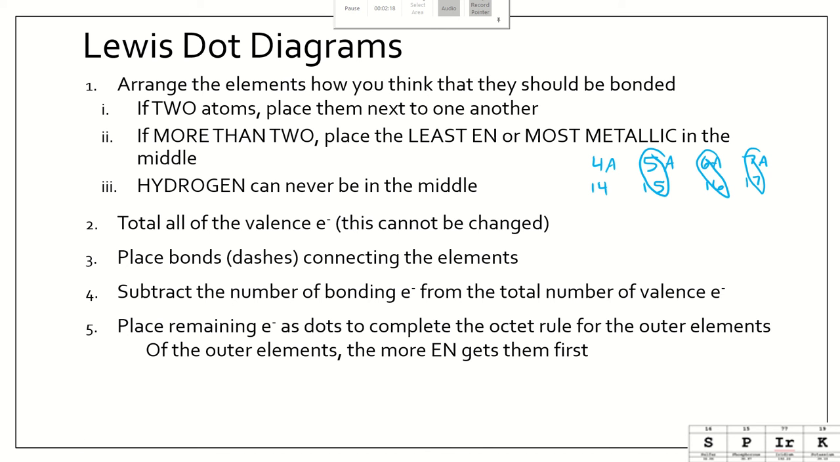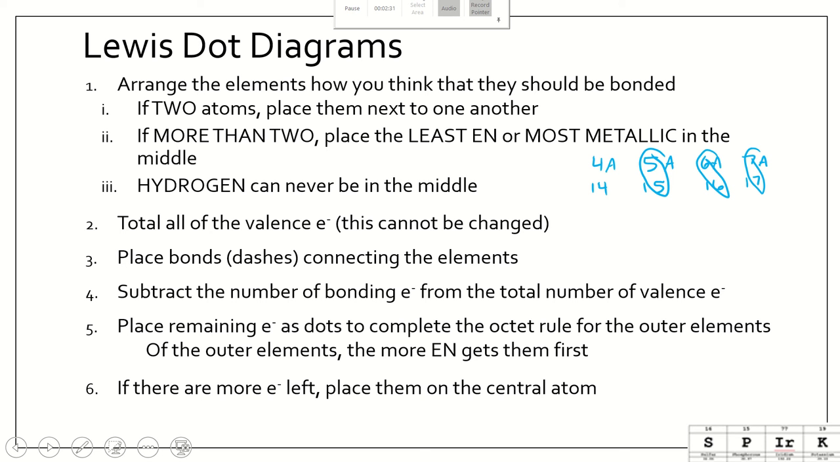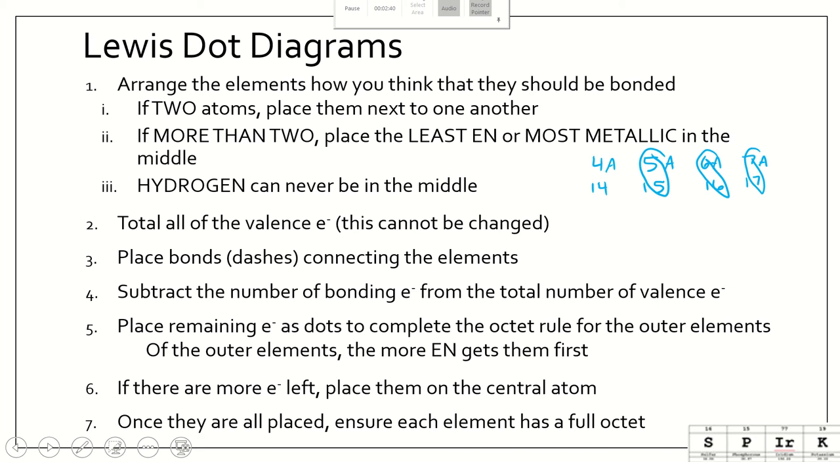And we want to make sure that we complete the octet rule. Remember that all elements have an octet of 8, except for hydrogen and helium. They have an octet of 2 because their first shell of electrons can only house 2 electrons. You're going to place those on the outer elements first and then go to the middle one. If there are still some left over, then you go to that central atom. Once they're all placed, you've got to make sure that every element has a full octet, and then you know that you are good to go.